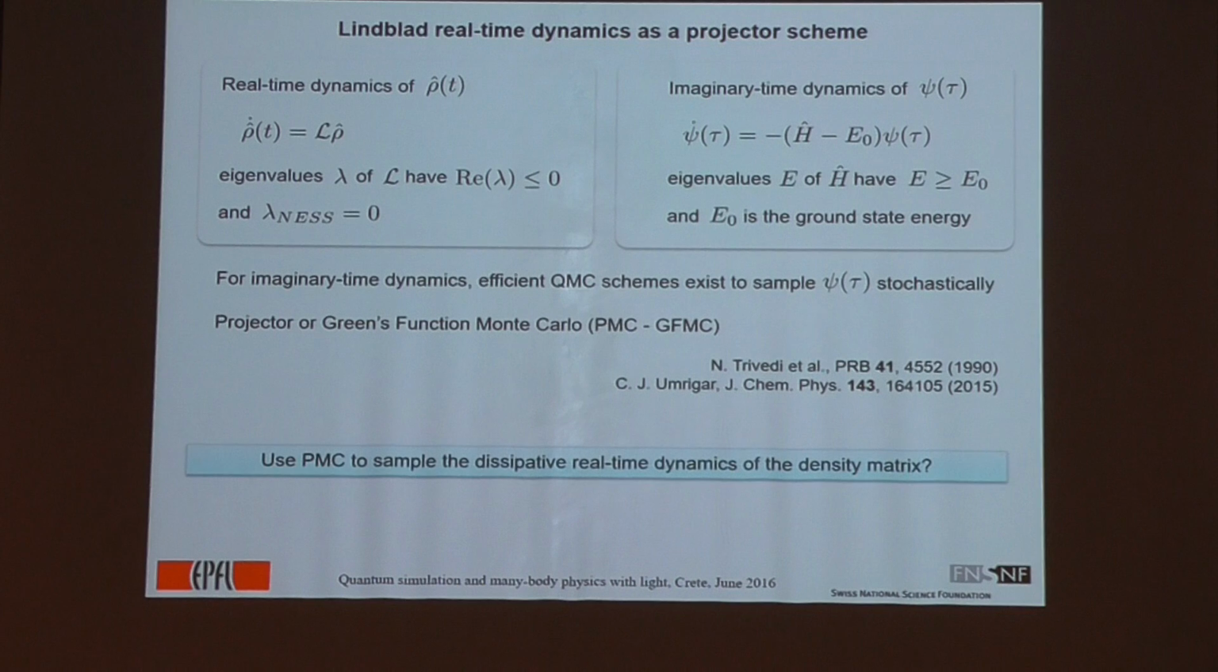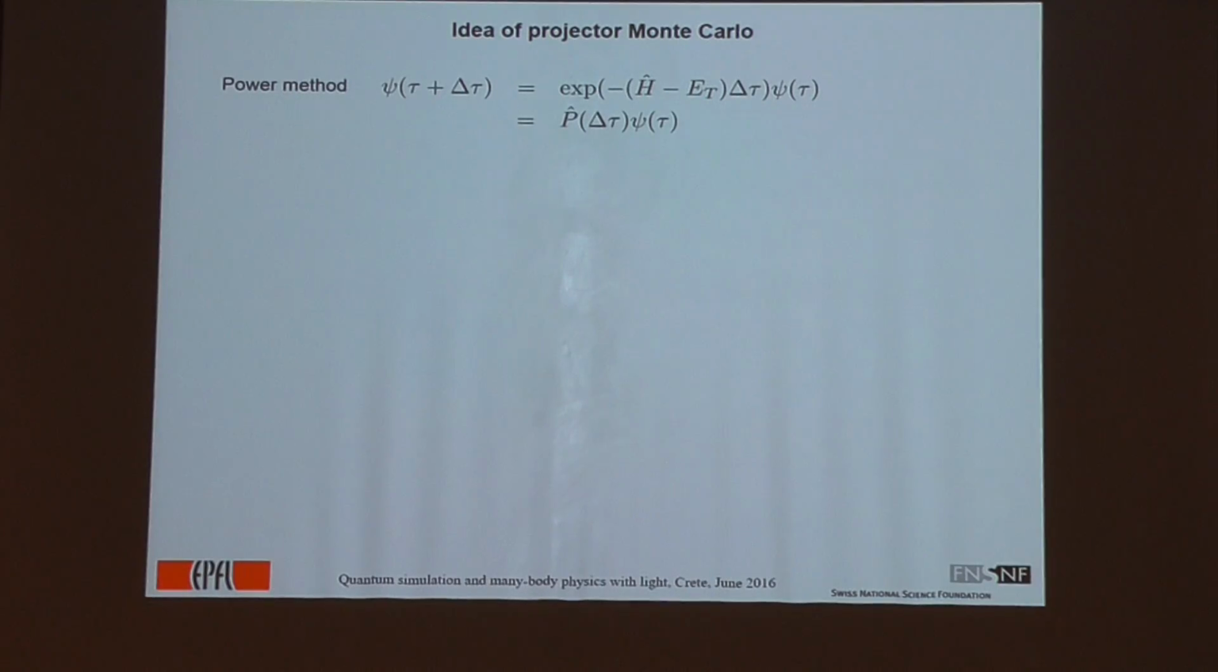And now my question is, given this analogy, can we apply this strategy to sample these time-dependent equations stochastically? And I want to say a few words about the projector Monte Carlo. How does it work?